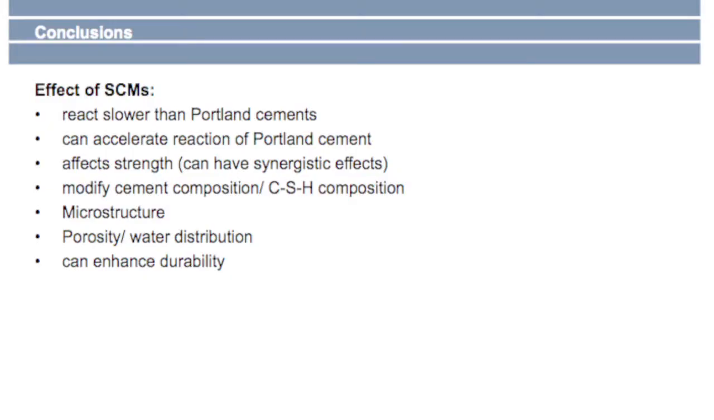So to summarize, what is the effect of SCMs? They react slowly compared to Portland cement in most cases. They can accelerate or also retard the reaction of Portland cement. They affect strength. They modify the cement composition, the microstructure, the porosity, the water distribution, and they can enhance durability.